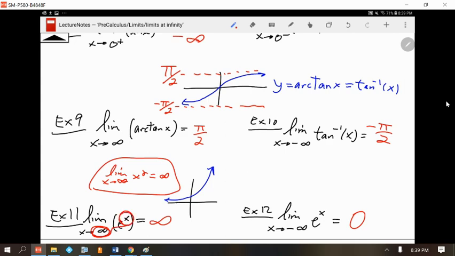Another way to think of it, plug in infinity here. What is e to the infinity? e times e times e times e times e times e, forever and ever and ever. Well, that's got to be infinity. But what's e to the negative infinity? This is where it gets tricky.